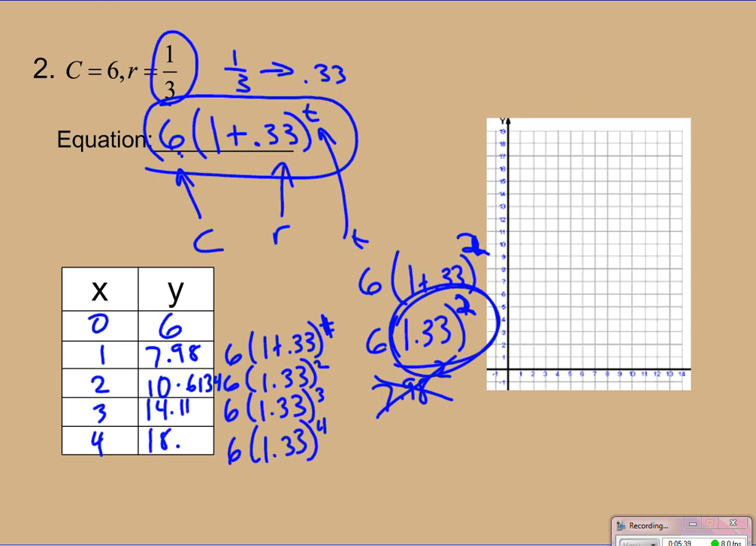Then this is going to be 18.77. So now when I go to graph this, I start off at 6 because that's what C is. At 1, I'm only at 7.98, so I'm really close to 8, but I'm not there. At 2, I'm at 10.6, like there. At 3, I'm at 14.11, right here. And at 4, I'm at 18.77, so I'm right there. So this is going to look like that.